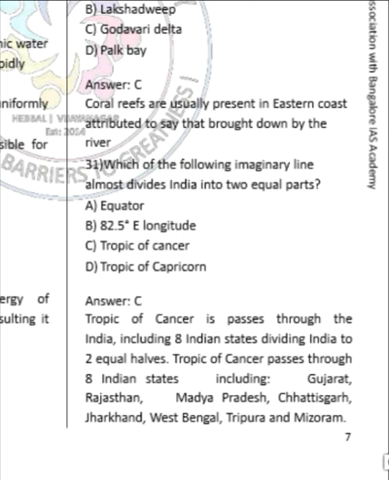Question number 31, it is asking which of the following imaginary lines almost divides India into two equal parts. Correct answer is option C, Tropic of Cancer. So Tropic of Cancer passes through 8 Indian states which are Gujarat, Rajasthan, Madhya Pradesh, Chhattisgarh, Jharkhand, West Bengal, Tripura and Mizoram. So you can also remember these facts.